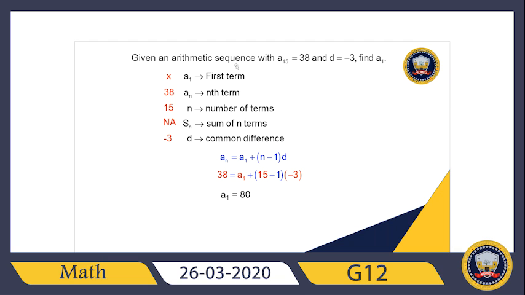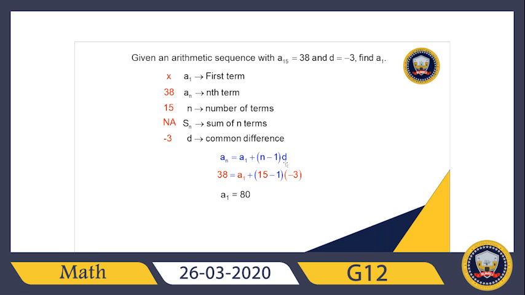Let's look at this example. It asks: if you have this arithmetic sequence with a15 equal to 38 and d, the difference between these two terms, is -3, find a1, the first term. So in this example we need a1, which is x, we don't know this. An in this case is 38, n is 15, Sn we don't know, and d, the common difference between the terms, is -3.